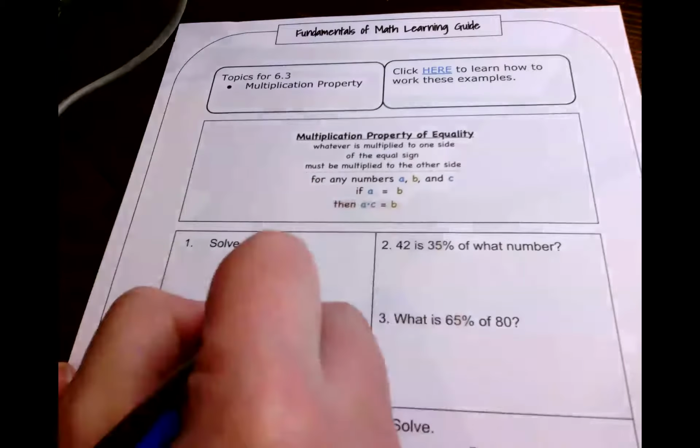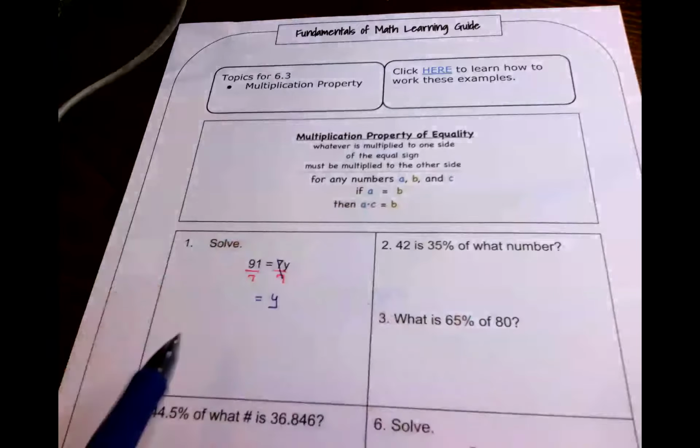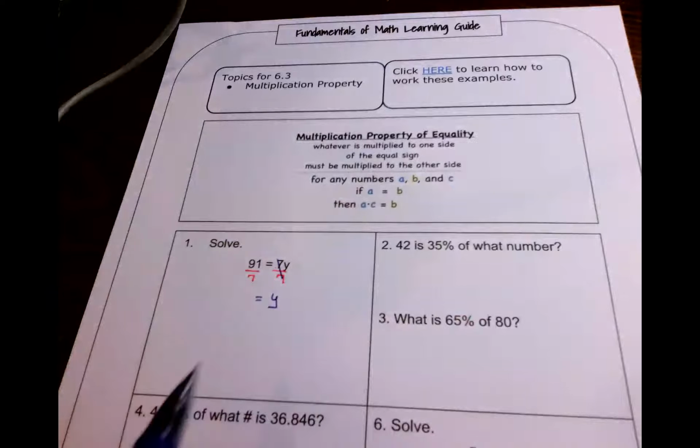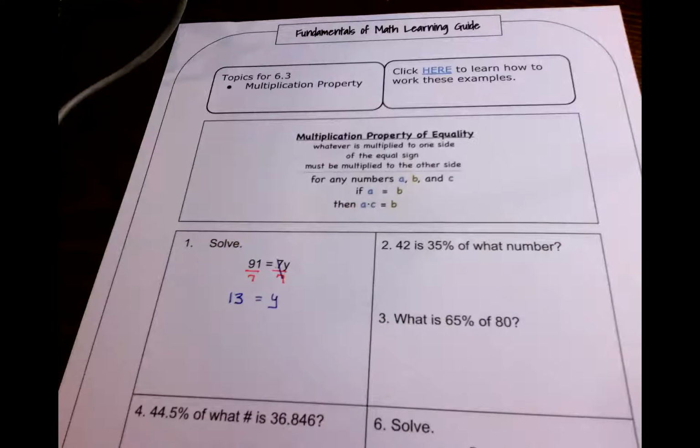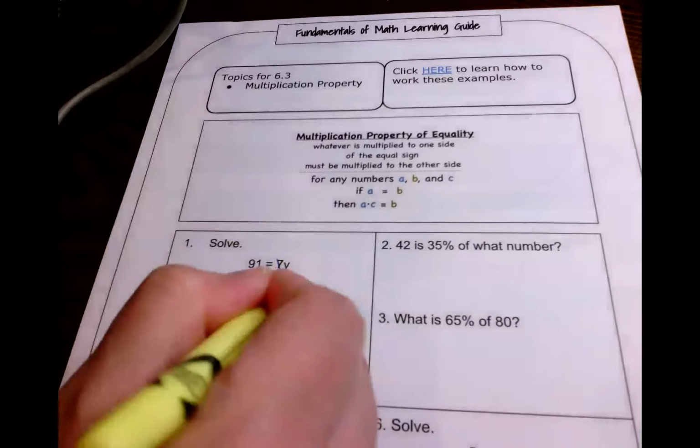So we're left with the y all by itself here. And then you may use your calculator here. 91 divided by 7 gives me 13. And that is my solution here.